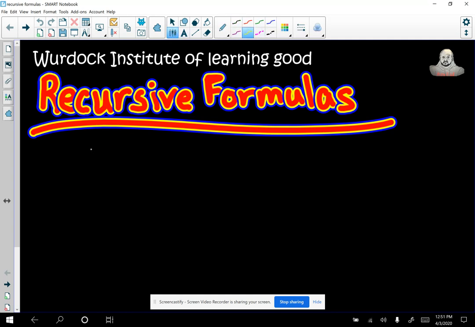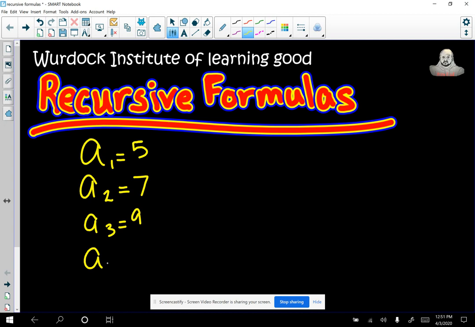All right, we're going to assume that my first term of this sequence is 5. So that's me saying A1 equals 5. I could say the next term is 2 more than that. That would imply that the second term is 7. And the next term, the third term, is 2 more than that. And the fourth term is 2 more than the third term.